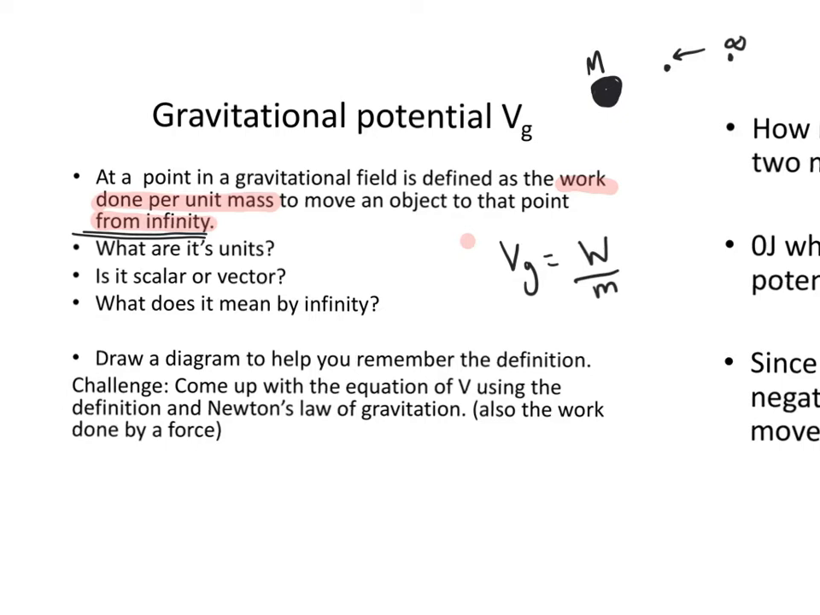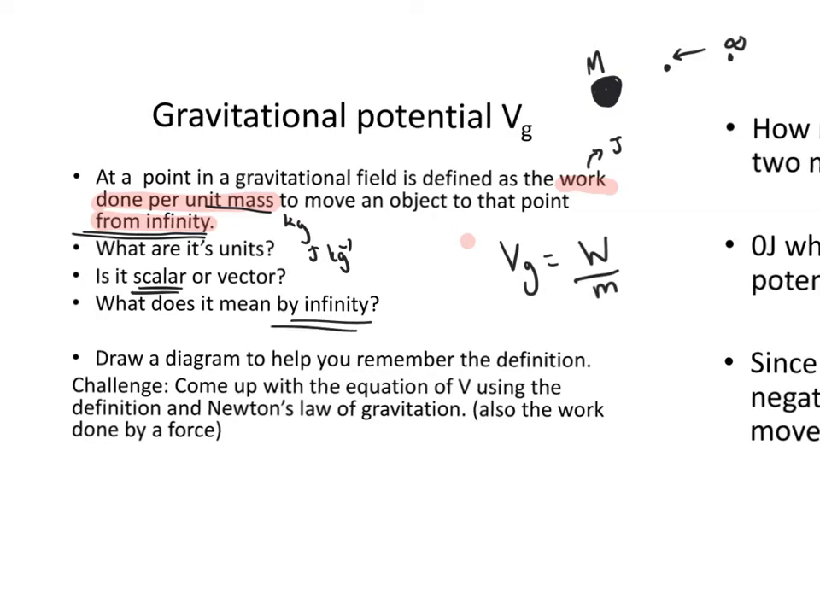What should be the units? Well, if we look again at the equation, the definition, the units will be joules, so work done is in joules, and per unit mass is in kilograms, so it will be joules per kilogram. Is this a vector or a scalar quantity? Well, it's a scalar quantity because we're talking about energy and mass, which are both scalar quantities. They don't have a direction.